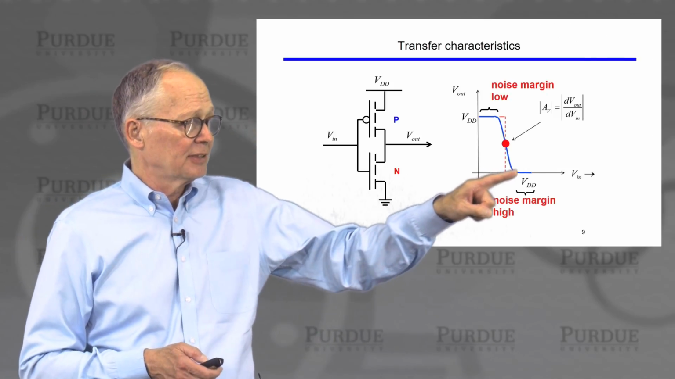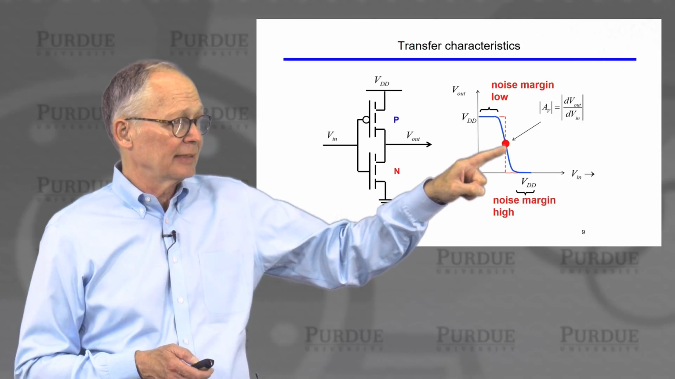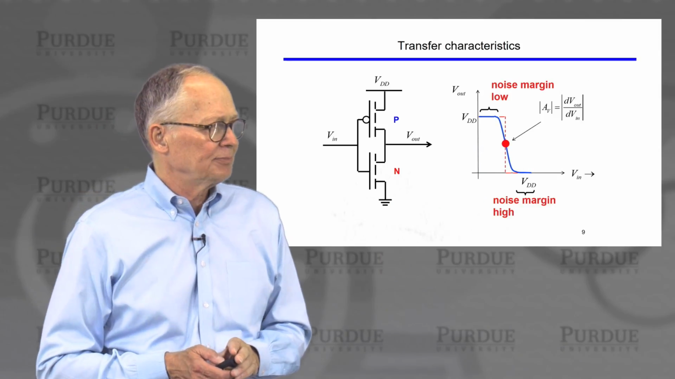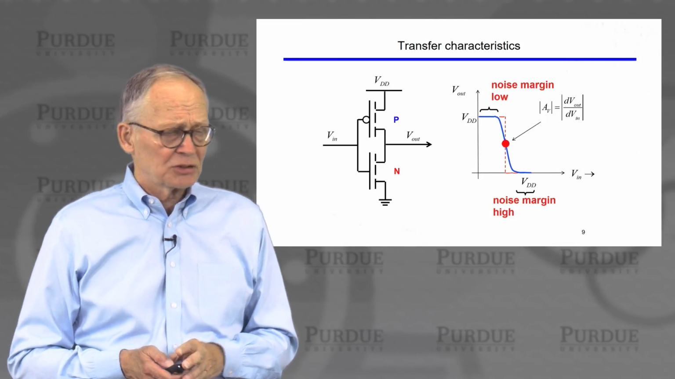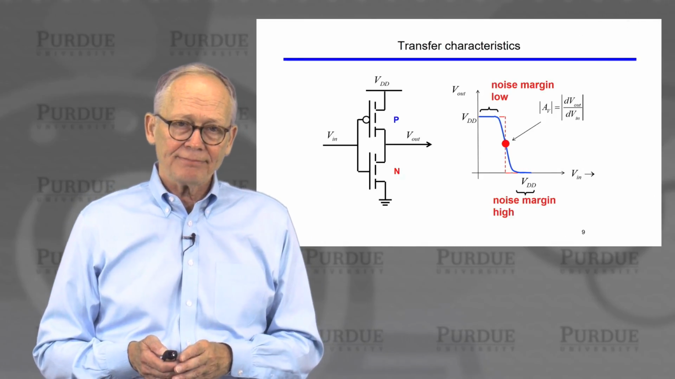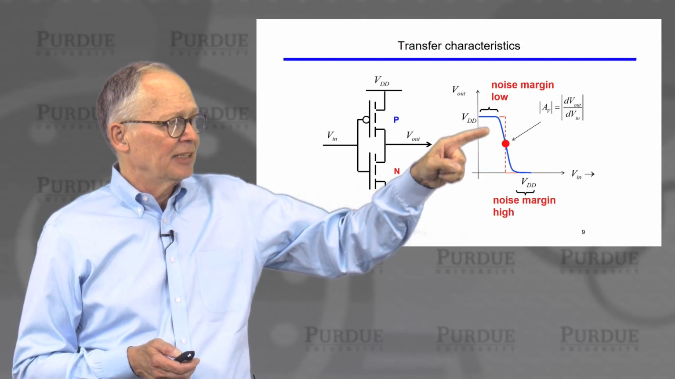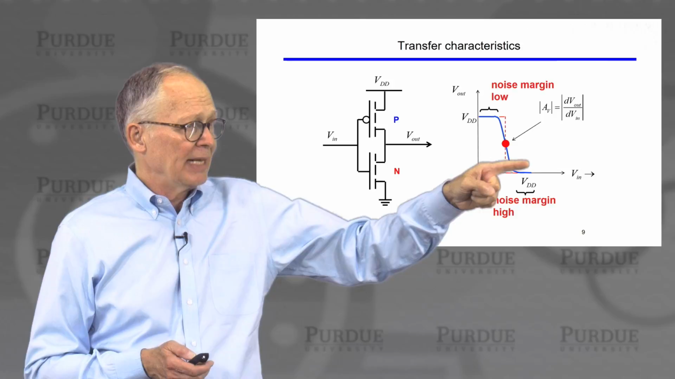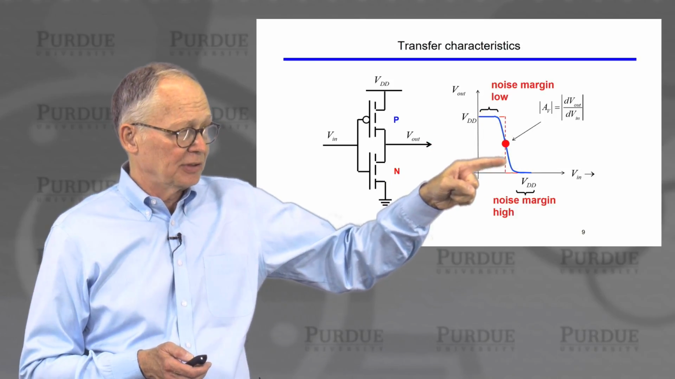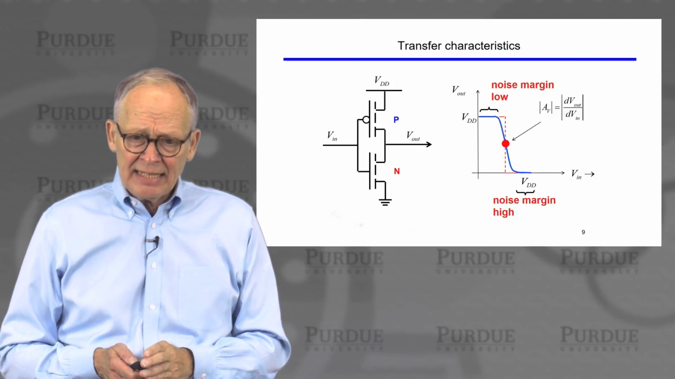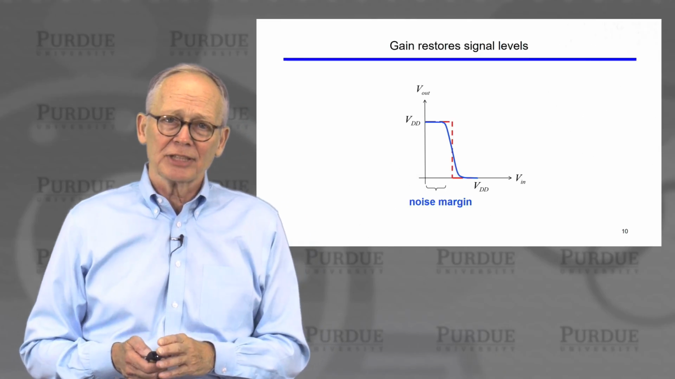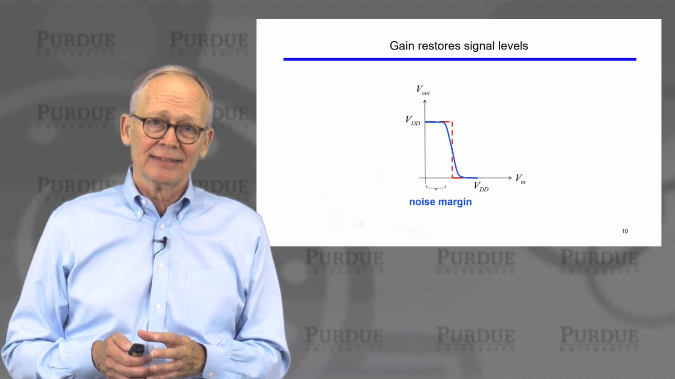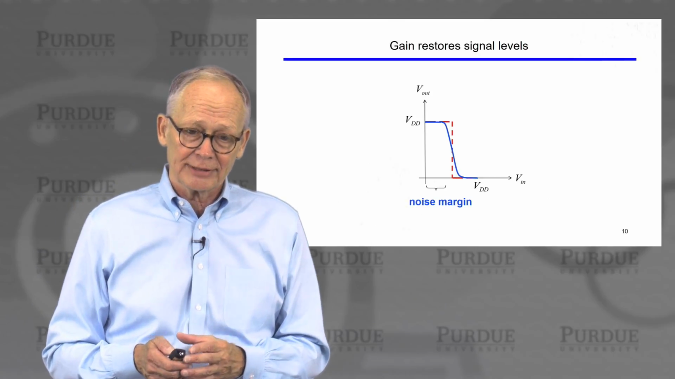Now, another feature of this transfer characteristic is its steepness. If we were to look right in the middle of that transfer characteristic and ask what's the slope there, the slope is the voltage gain. The slope is basically the change in output voltage for a change in input voltage. So the magnitude of that is very large if this transition is very steep. Now, voltage gain is important in analog circuits, but voltage gain is also important in digital circuits because voltage gain does something very important for us.